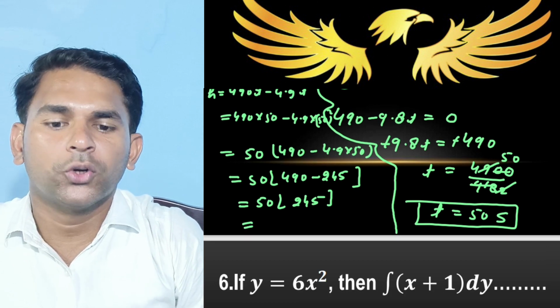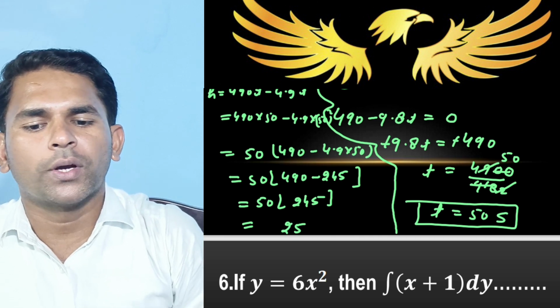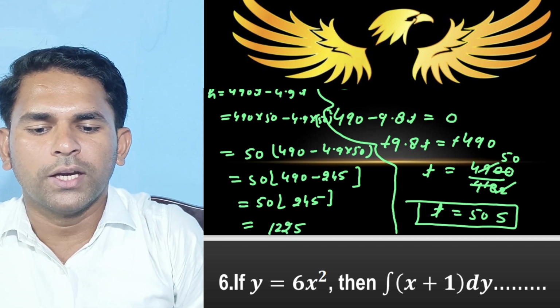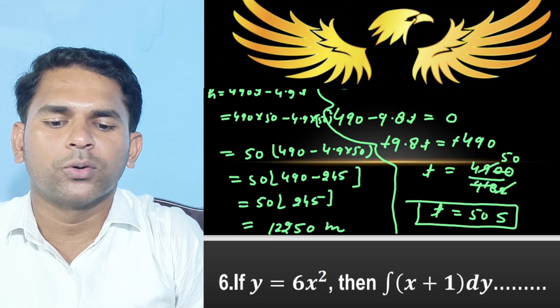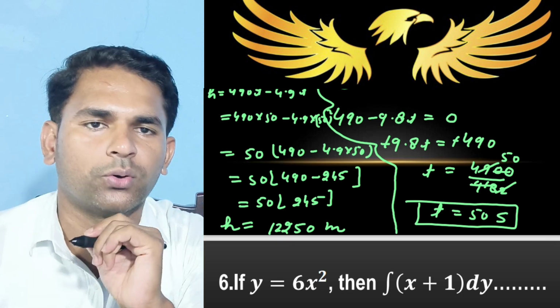So finally we multiply this: 5 times 5 is 25, carry 2, 5 times 4 is 20, plus 2 is 22. And 5 times 2 is 10, so 12,250 meters. So this is the maximum height of that stone.